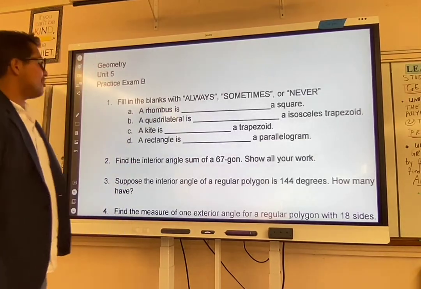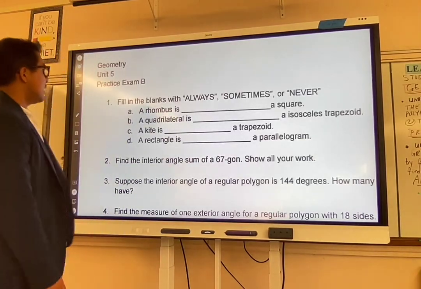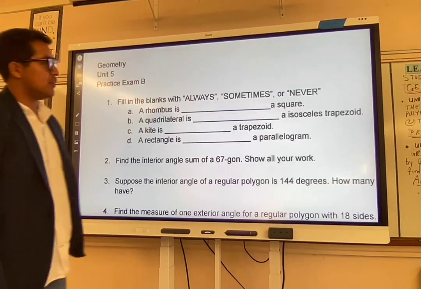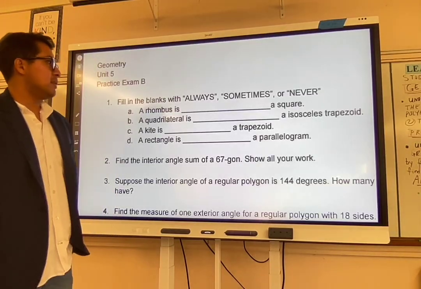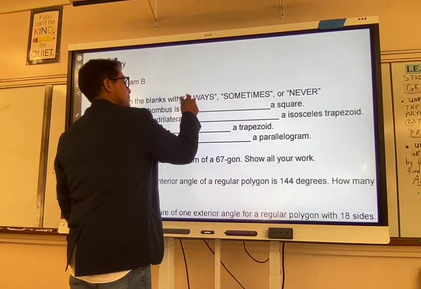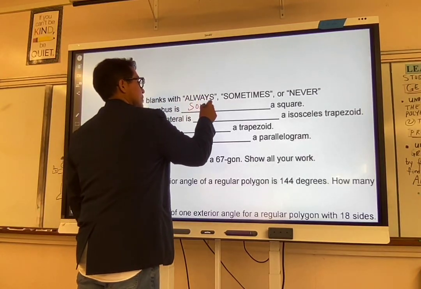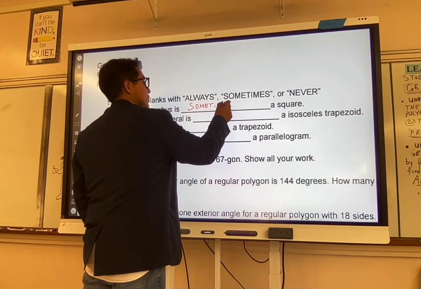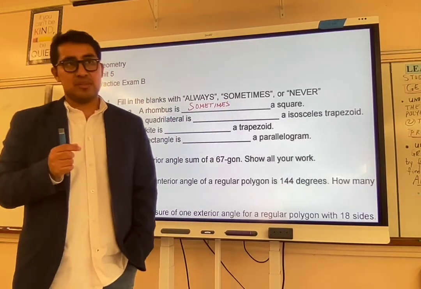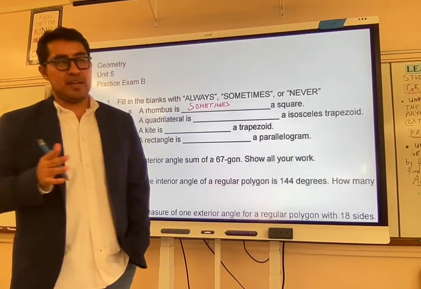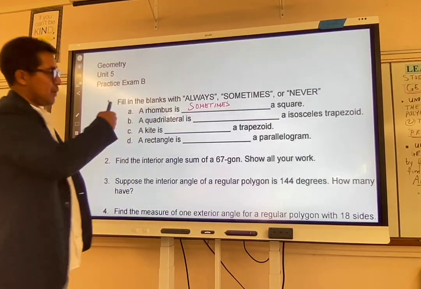This is the Unit 5 Practical Exam B. Let's go over it. Question 1, fill in the blanks with always, sometimes, or never. A rhombus is blank a square. Well, a rhombus is sometimes a square, if we know that the rhombus also has the 90-degree angles. A square always has the 90-degree angles, so it's always a rhombus, but the other way around is not true.